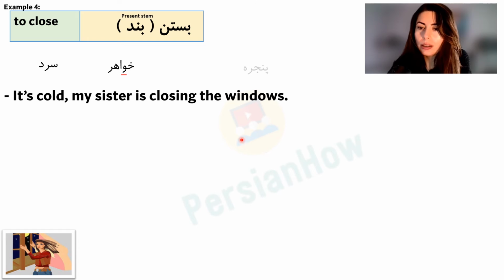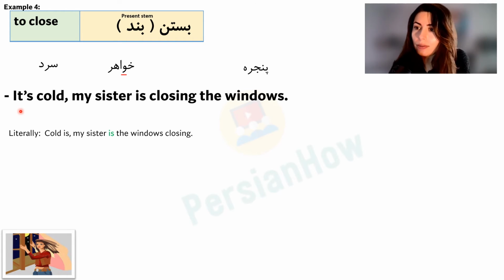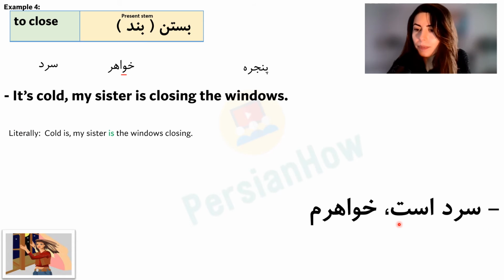And then window, panjere. Well, we need to make it plural when translating this sentence. So literally we need to say cold is, my sister is the windows closing. And remember, we do not have the subject pronoun it in Farsi as a subject pronoun. We do have it as an object pronoun, but as a subject pronoun, we don't have it. All right, let's start.